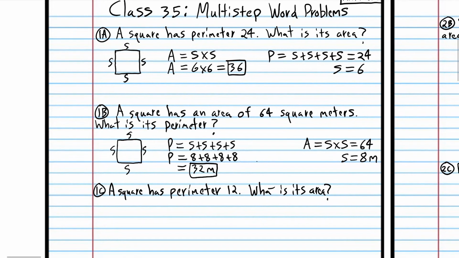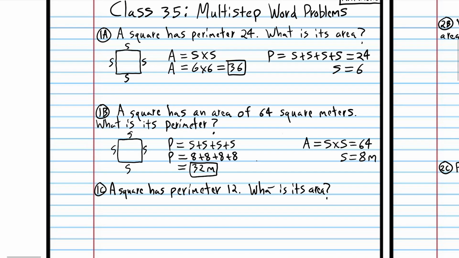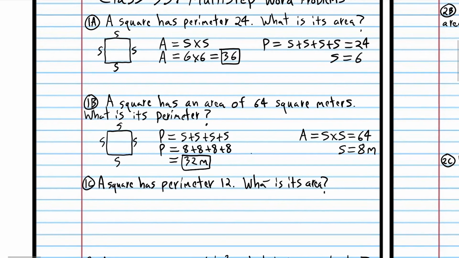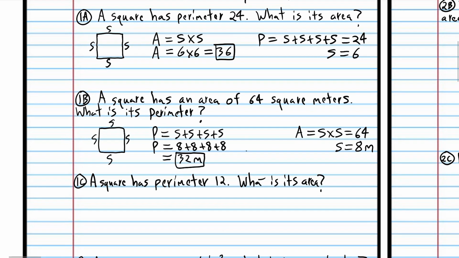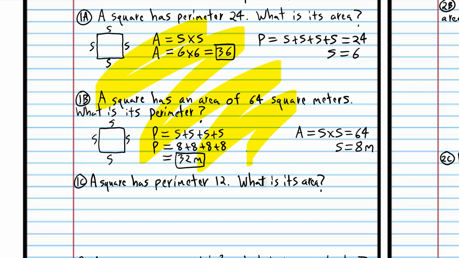All right, so why don't you try 1C, and I'm going to leave these two problems in your view here, so you can use the previous two problems to do 1C. And remember, these are new problems. Multi-step word problems, they always feel new. These problems are much different than the problems that we've done in the past. So if you feel like they're different, that's completely normal. Just use the previous problems, and when you're done, we'll do 1C together. Pause the video.